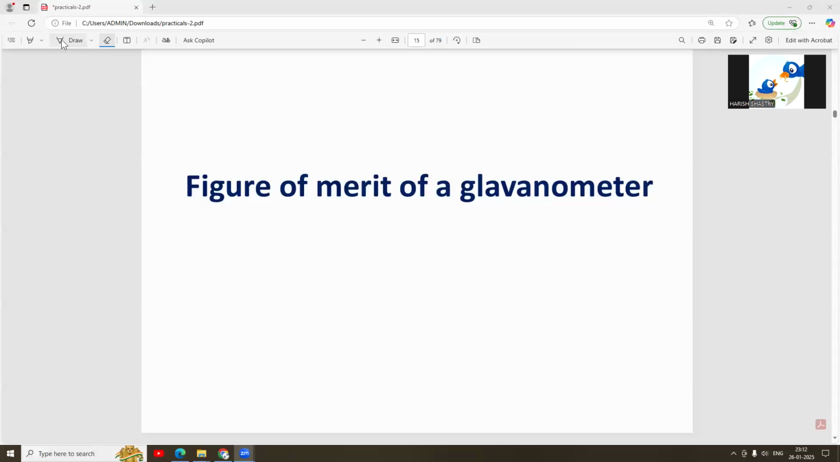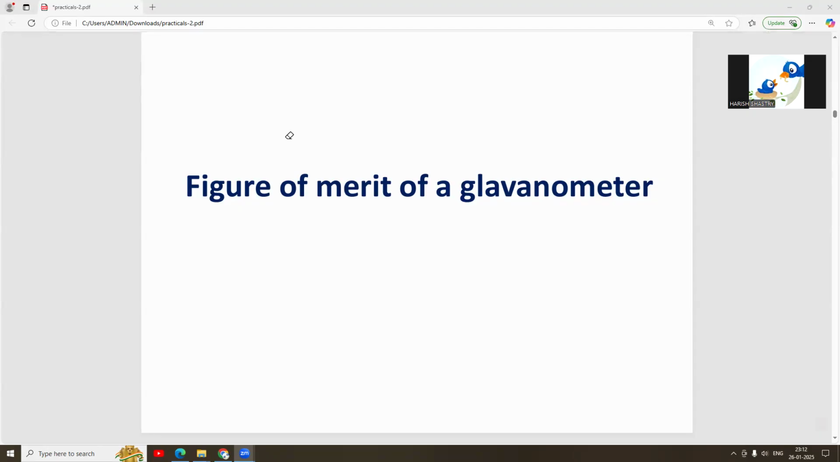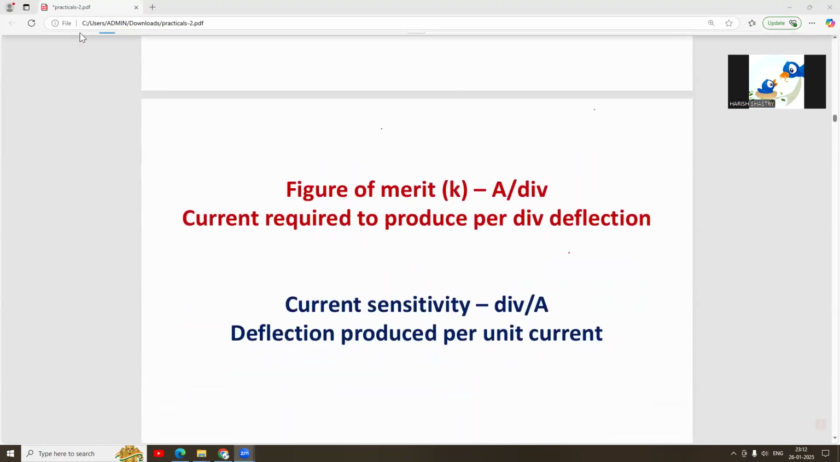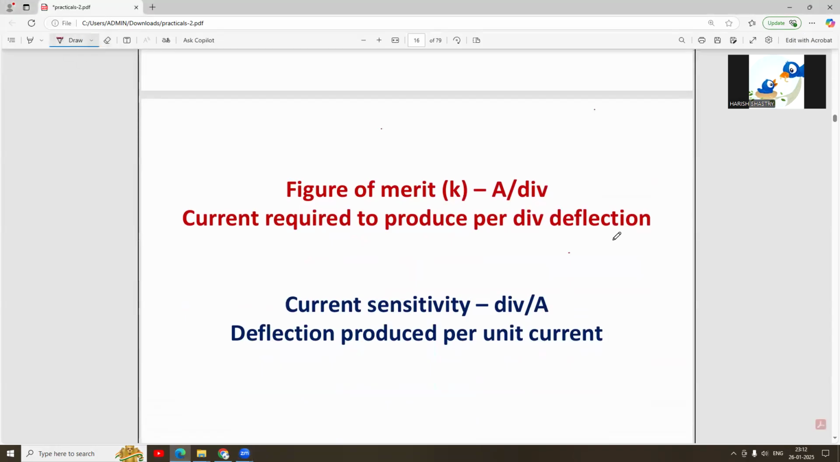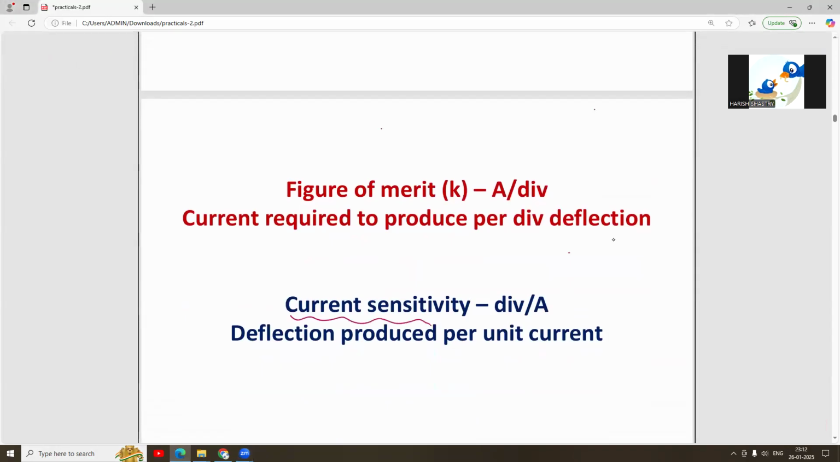We will see another experiment, figure of merit of a galvanometer. We get figure of merit of a galvanometer in practicals, whereas we get current sensitivity in theory. So this is obtained in theory, and its unit is divisions per ampere. So figure of merit, its unit is ampere per division.